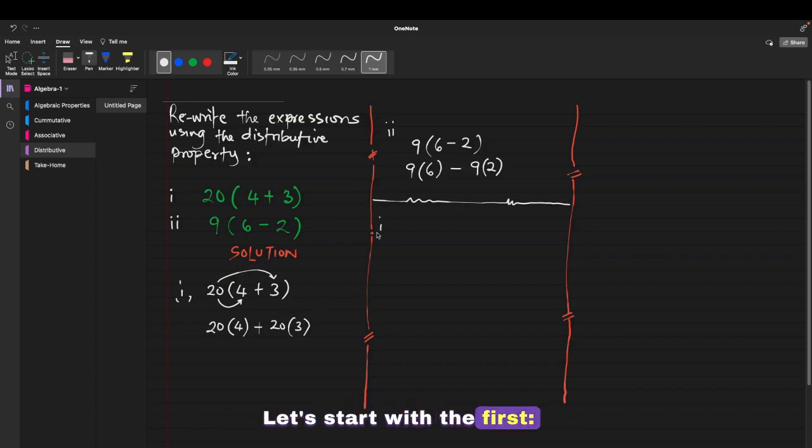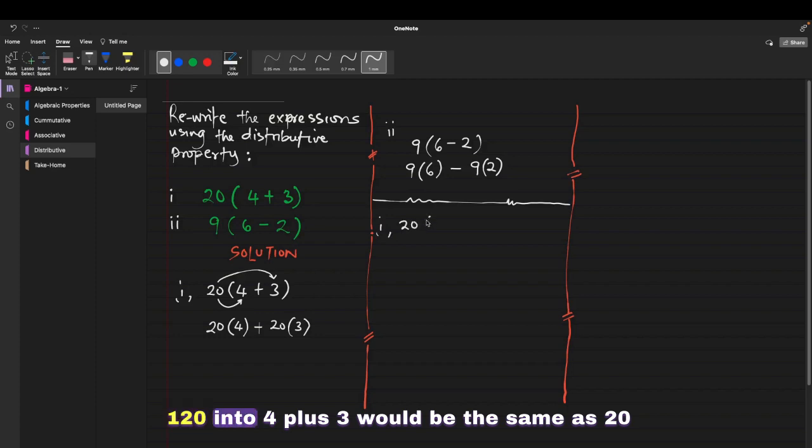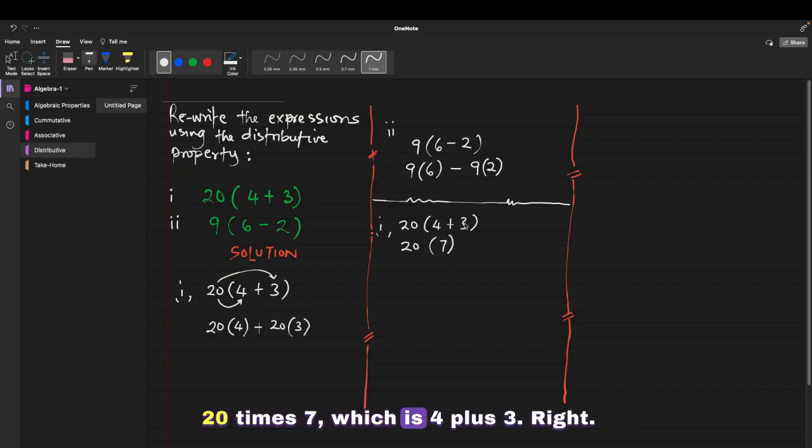Let's start with the first one. 20 into 4 plus 3 would be the same as 20 times 7, which is 4 plus 3, right? 20 times 7 is 140. Let's go through the other method, right?